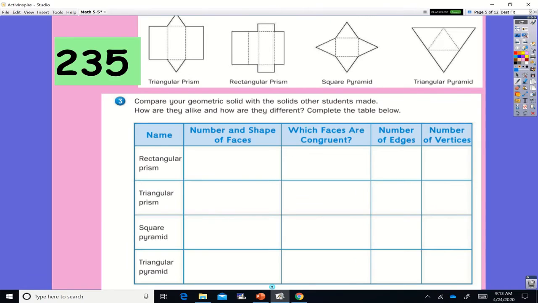Now, looking at the lesson today, if you could turn to page 235, that would be awesome. We're going to go over these shapes, these 3D polyhedrons. So first, let's look at the rectangular prism, the number and shape of faces. So I'm going to count my faces. I have 1, 2, 3, 4, 5, 6. So I'm going to count 6 faces. Then we're going to look at the shape of our faces. Well, if we notice, these are all rectangles. So I'm going to put 6 rectangles.